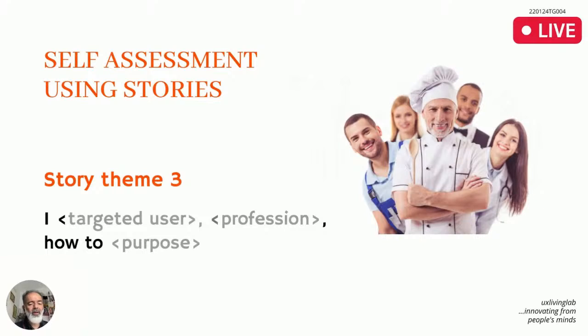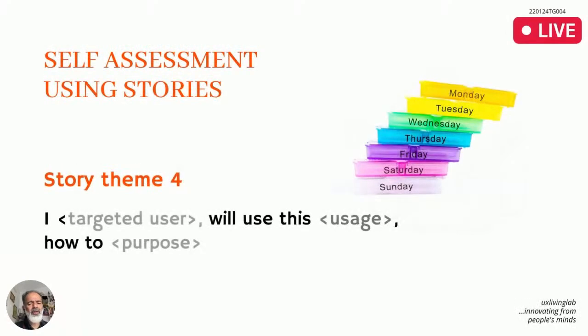So another story theme is I'm a user. I'm an engineer. How to automate social media? So the profession comes into display. So the stories are made based on age, profession, location, and the next one is usage.